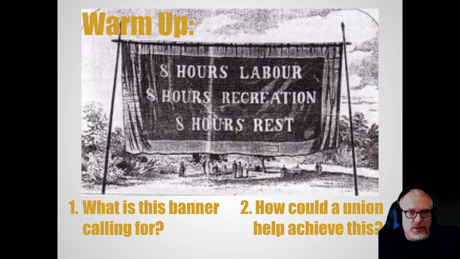So this banner is calling for 8 hours of labor, 8 hours of recreation, 8 hours of rest. And this is what unions were striving to achieve, a balanced work day.